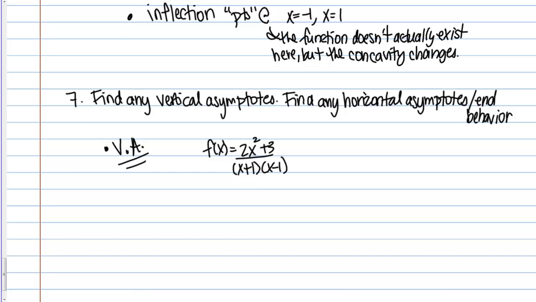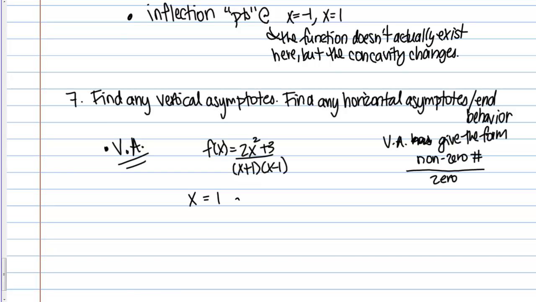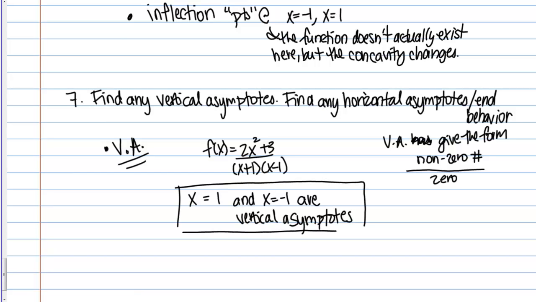But I want to make sure that if I plug in negative 1 or 1, I also don't get a 0 on the top. That's because vertical asymptotes give the form of a non-zero number over 0. You may remember that from when we talked about limits. But if you have 0 over 0, then that's going to be a hole of some sort. In this case, if I plug in 1 or negative 1 to the numerator, I'm not going to get 0 over 0. So x equals 1 and x equals negative 1 are vertical asymptotes. We knew in the very first step that the function didn't exist at those points, and they are actually vertical asymptotes.